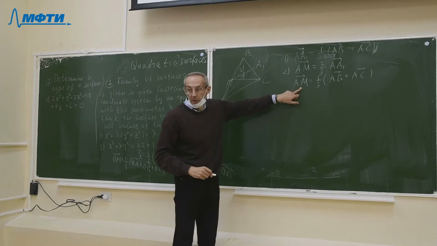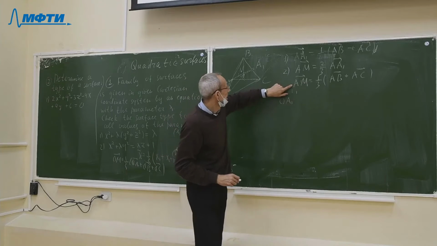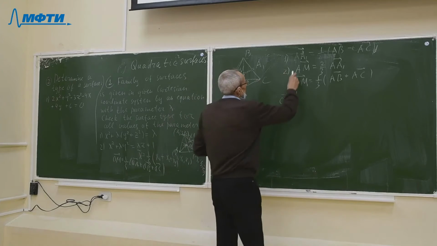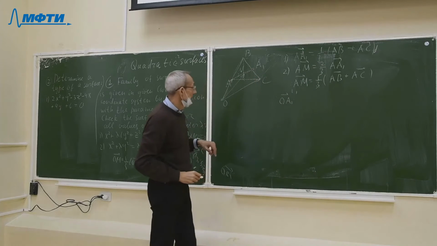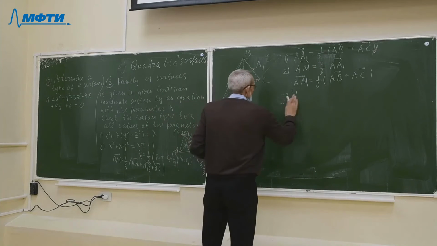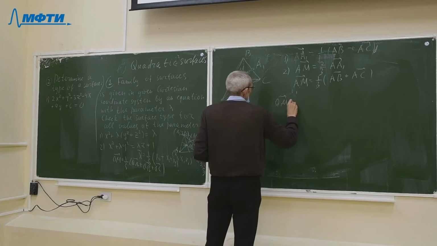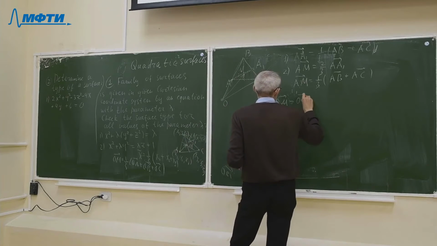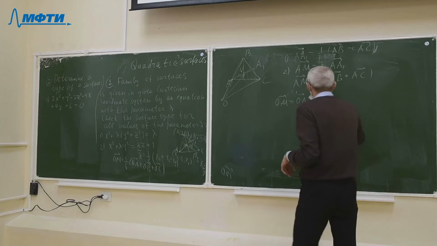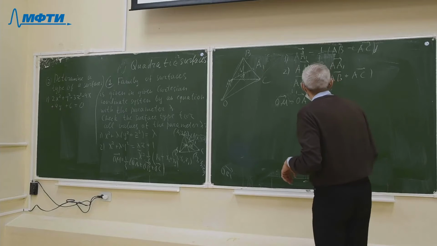Vector AM, excuse me, AM. I substitute in this expression, vector AM is equal to the difference OM minus OA. And this equals 1/3.